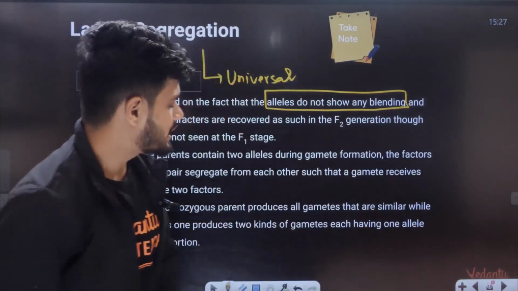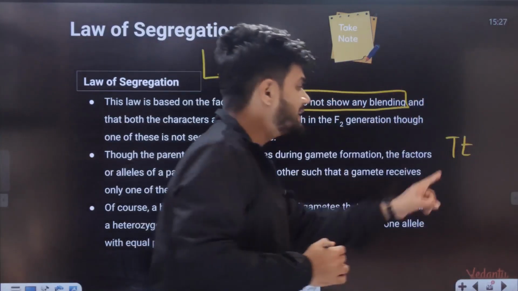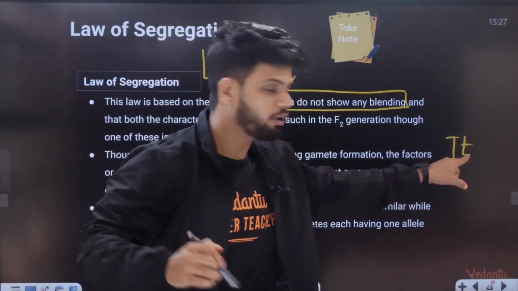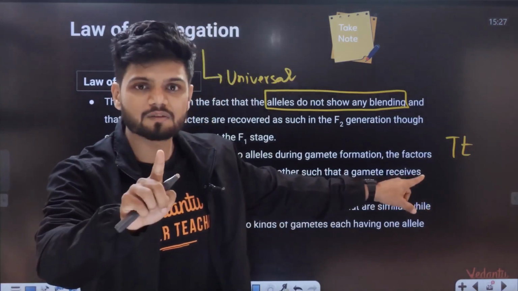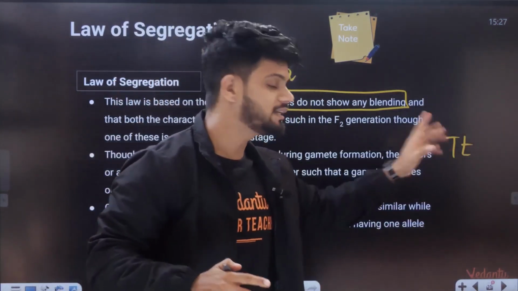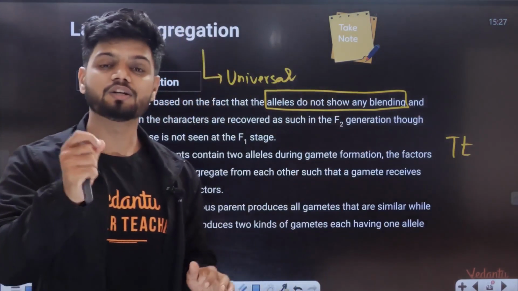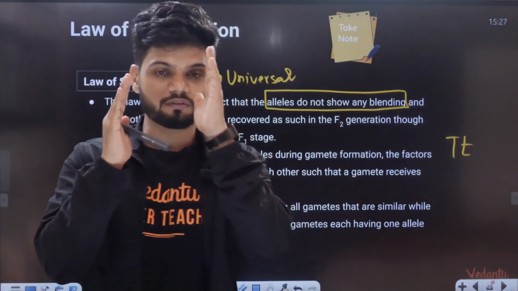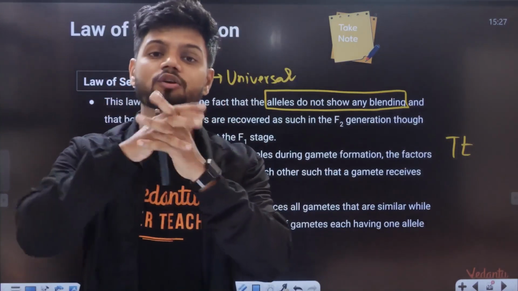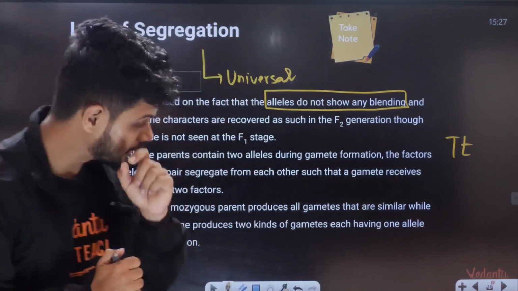When I say capital T and small t are present here, it doesn't mean that just because small t is not expressing, capital T and small t have mixed and only capital T is present and expressing. It doesn't happen like that. So alleles do not show blending. Whenever we have capital T and small t, they are not blending, they're separate. They're separate.